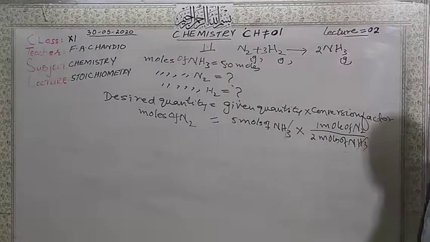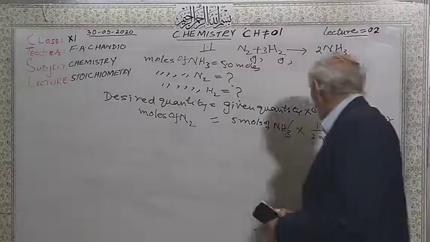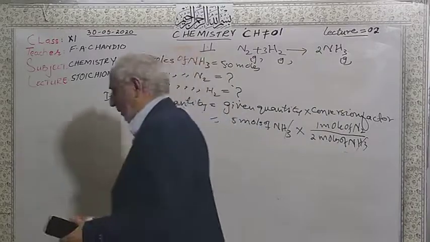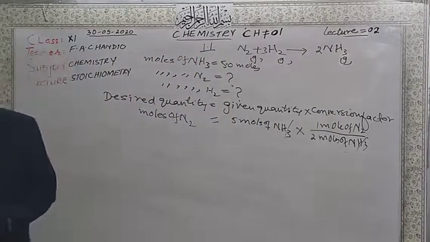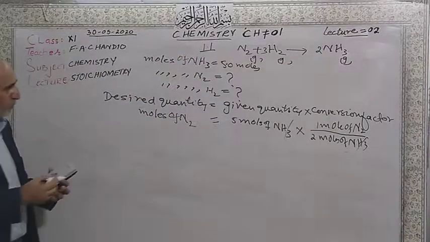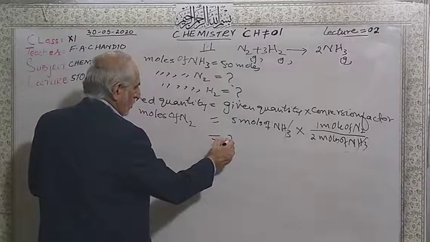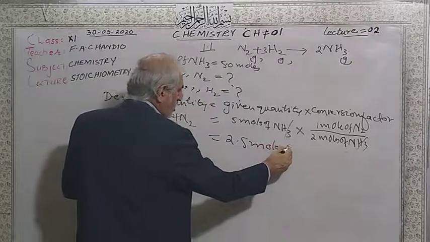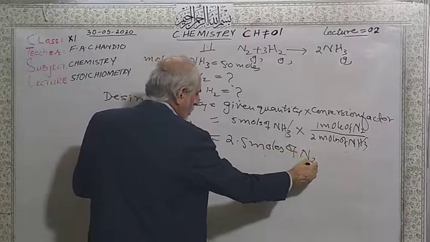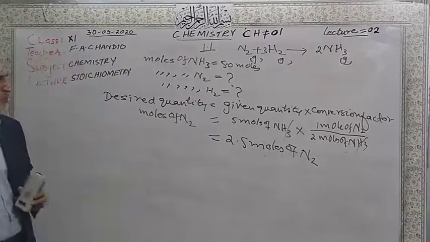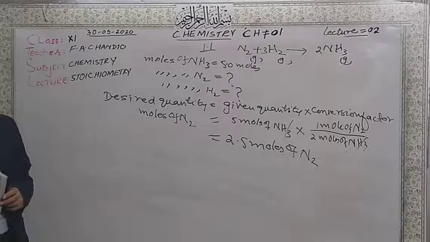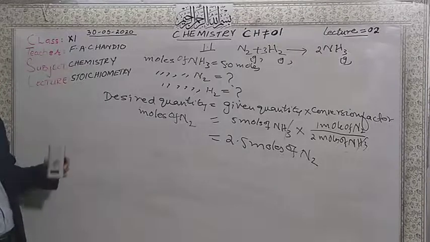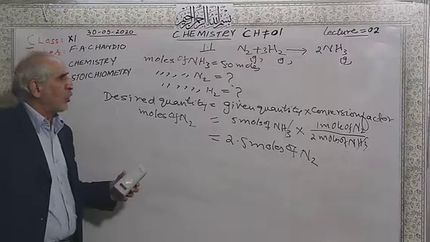Ammonia cancelled. So 1 over 2 means 0.5, multiplied by 5, you will get 2.5. So the answer is 2.5 moles of nitrogen. This is your answer. This is self-check exercise 1.1 in your book.